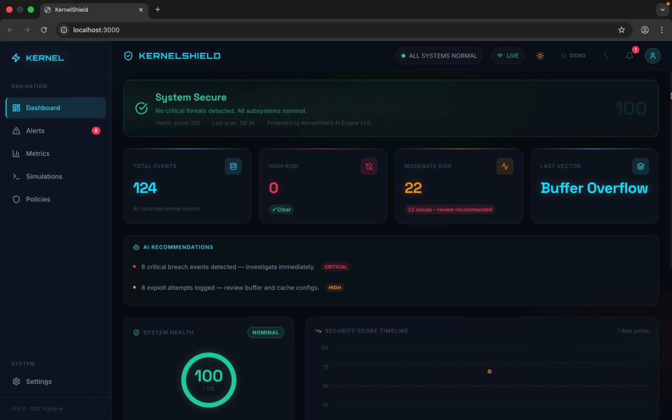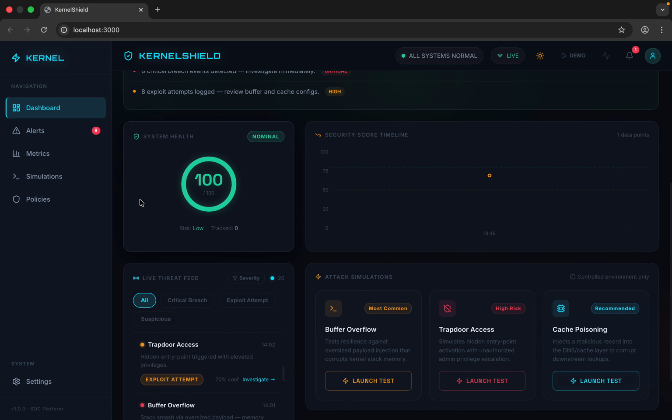At the top here, we have our summary metrics: total events detected, high risk events, medium risk events, and the time since the last vector. This big number is the health score. Think of it like a credit score for your operating system security. Right now it's at 100 because we haven't detected any threats yet.